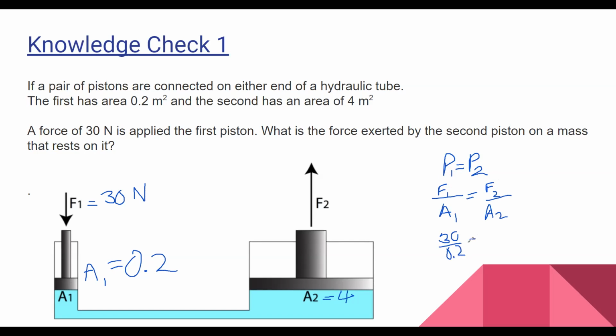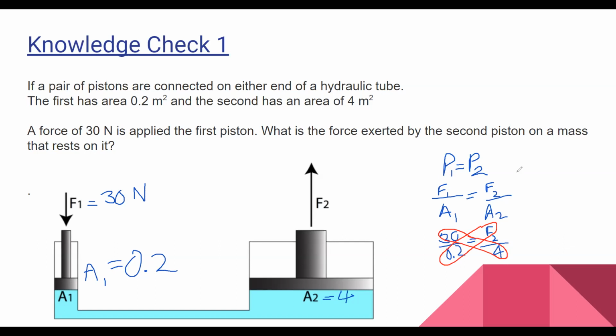This is equal to F2 over 4. Here we can solve this using cross products, which is basically if you have this type of proportion, you can multiply in this manner, and these two products that are expressed by these red circles have to be the same. You can basically get this by multiplying both sides by 0.2 times 4.